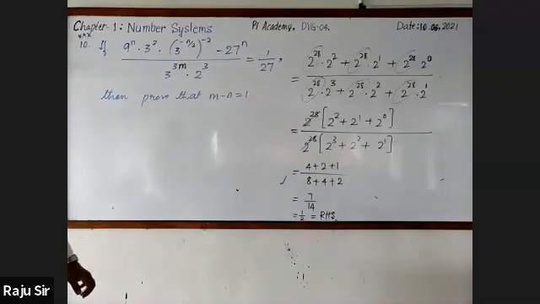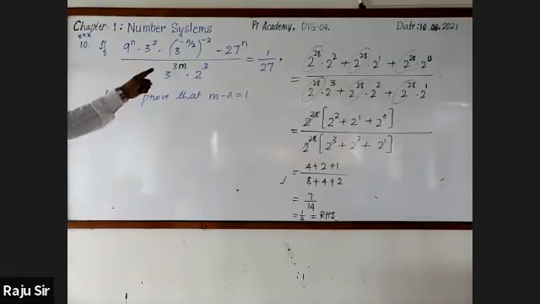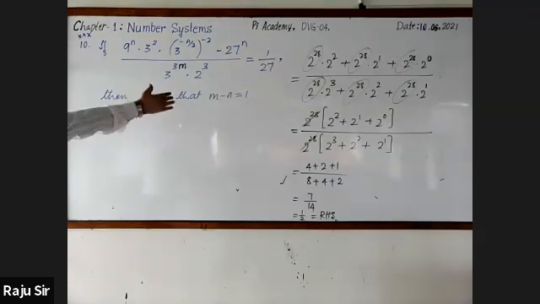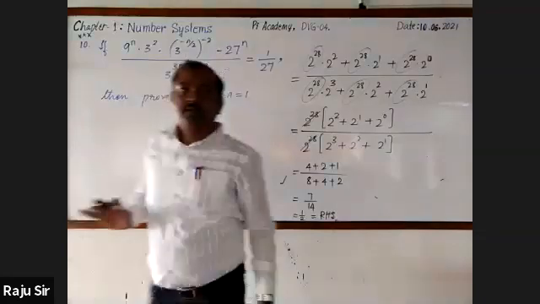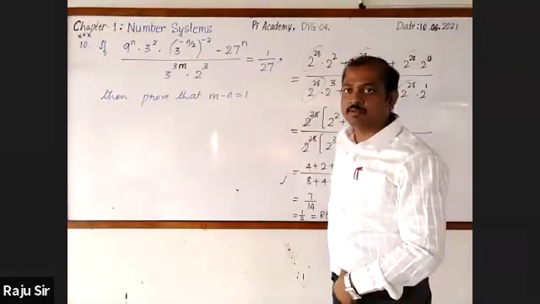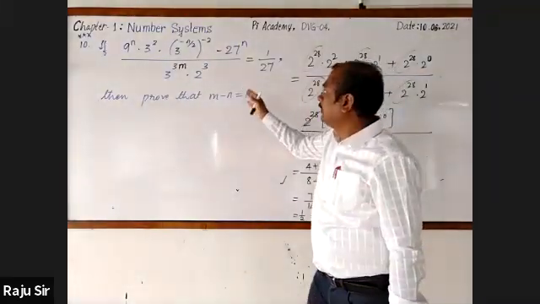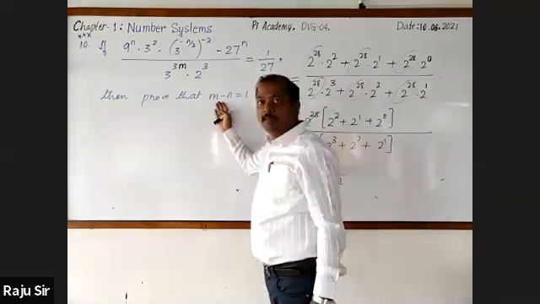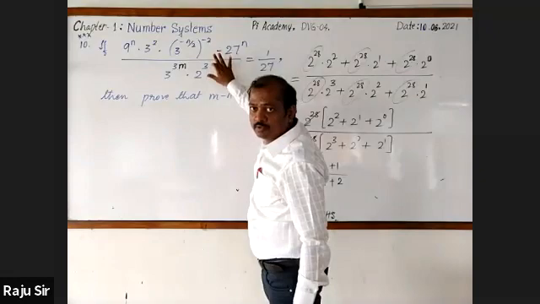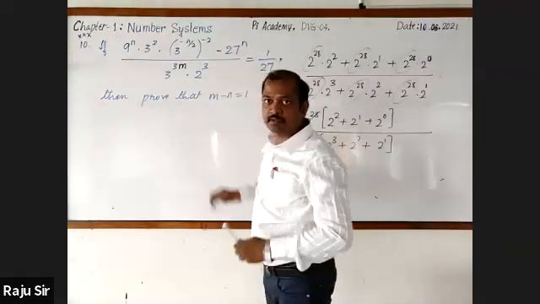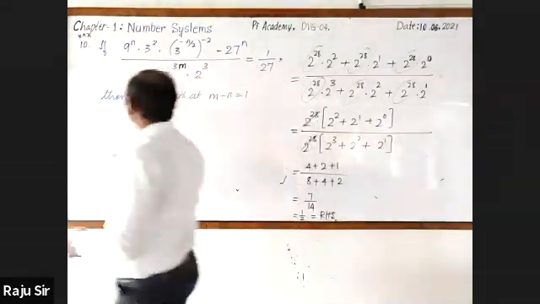9 raised to the power n, 3 square, 3 raised to the power minus n by 2, whole raised to the power minus 2, minus 27 raised to the power n, by 3 raised to the power 3m, 2 raised to the power 3, equal to 1 by 27. Prove m minus n equal to 1. Yes, this is the given statement. Now let's go for proving this statement using it.